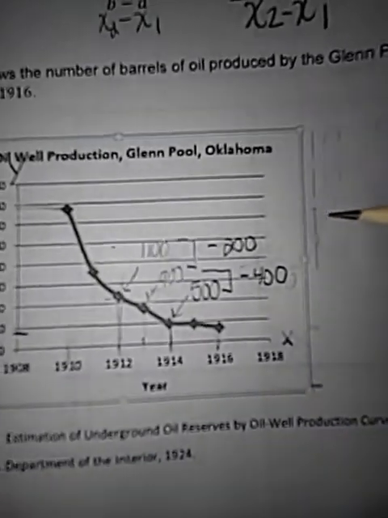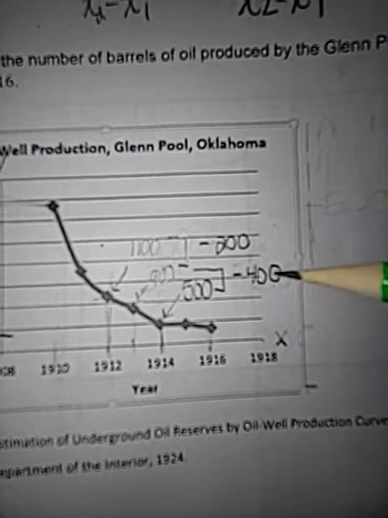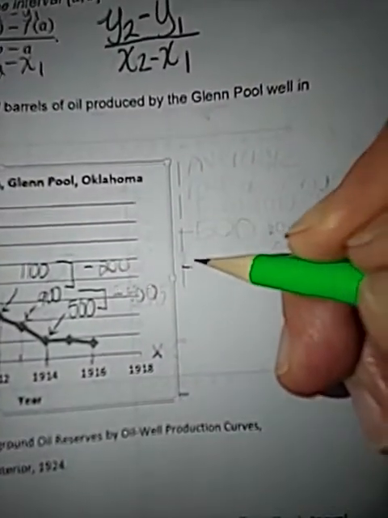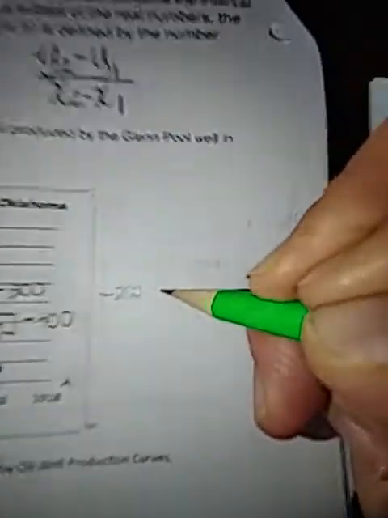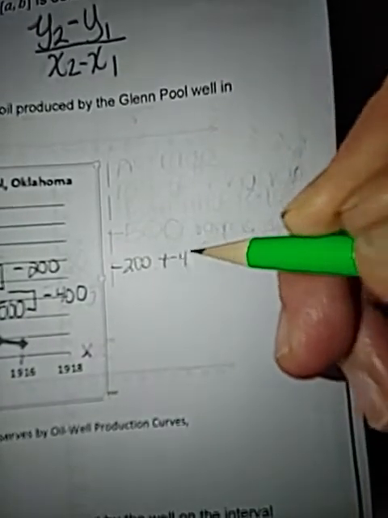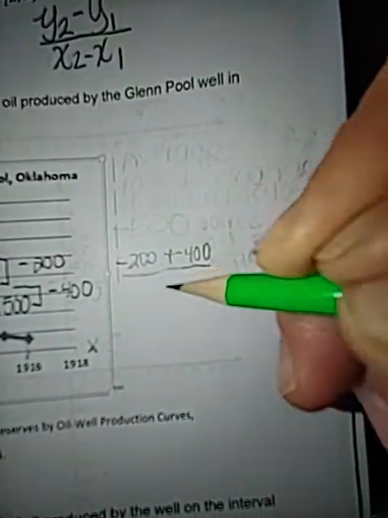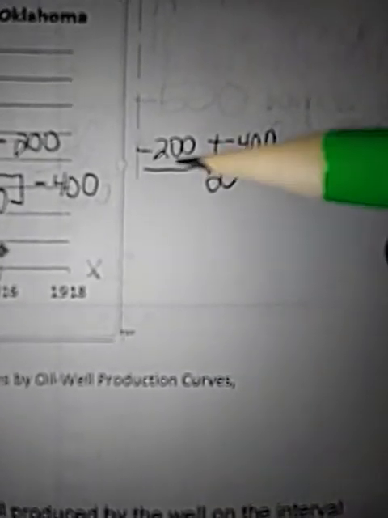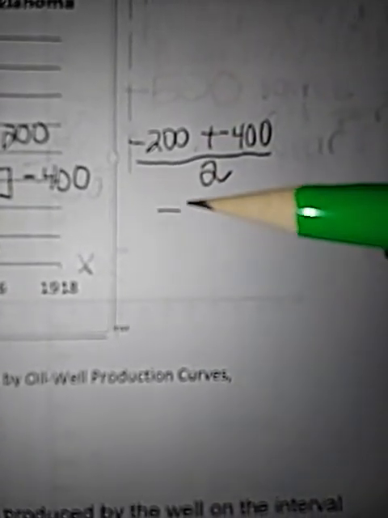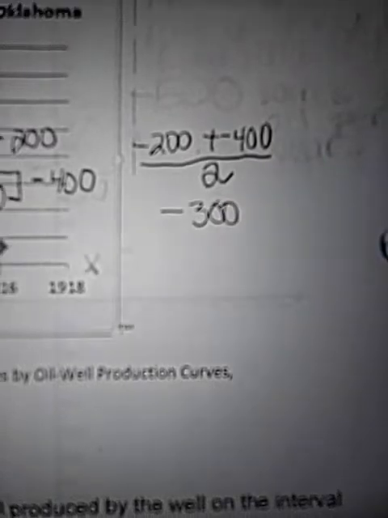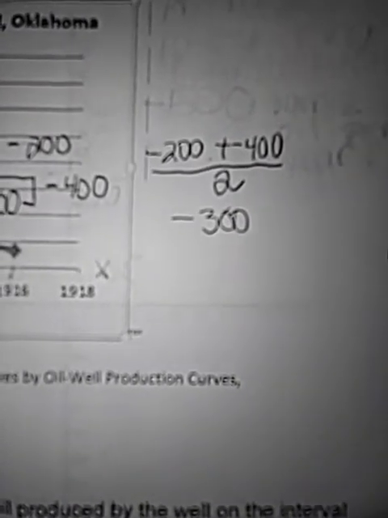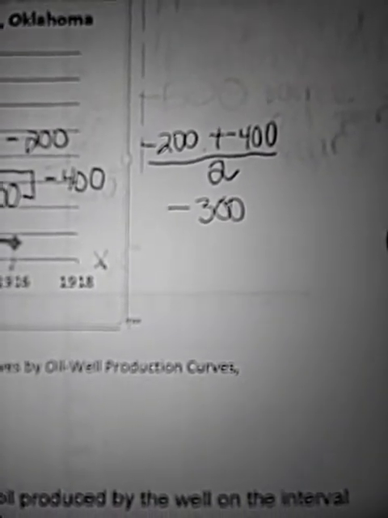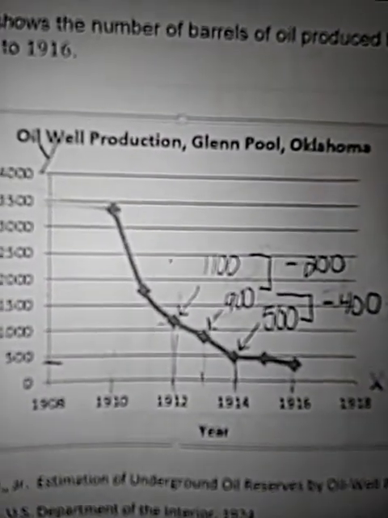And if you average the two, negative 200 and negative 400, average means add and divide by the number of terms. You have negative 600 over 2, which is negative 300, which is exactly what we got when we did our average rate of change formula. All right, so let's try another one. Let's take a big interval.